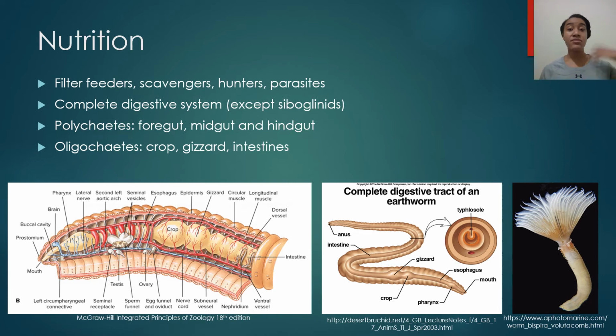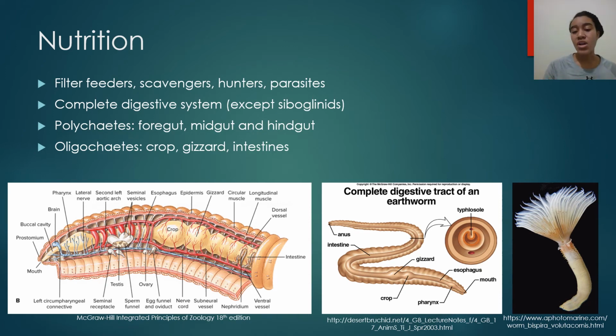So getting back to the vast majority of annelids having a complete digestive tract, the digestive tract of polychaetes has been divided into 3 parts: the foregut, the midgut, and the hindgut. And then oligochaetes, they have some key structures, which are the crop, the gizzard, and the intestines, as well as a mouth and an anus. So some of these structures that I'm going to talk about in oligochaetes are also present in polychaetes, but I found some better images to explain it with oligochaetes.